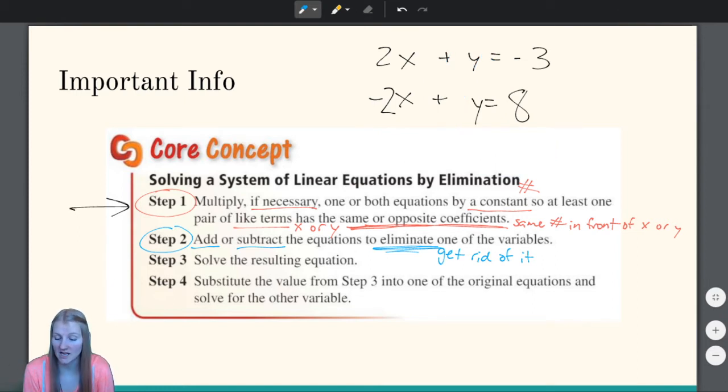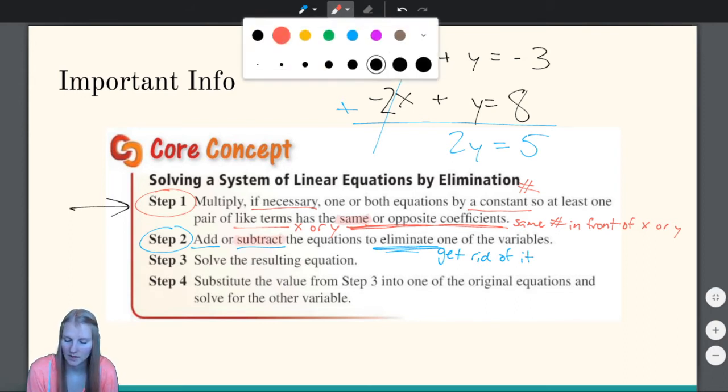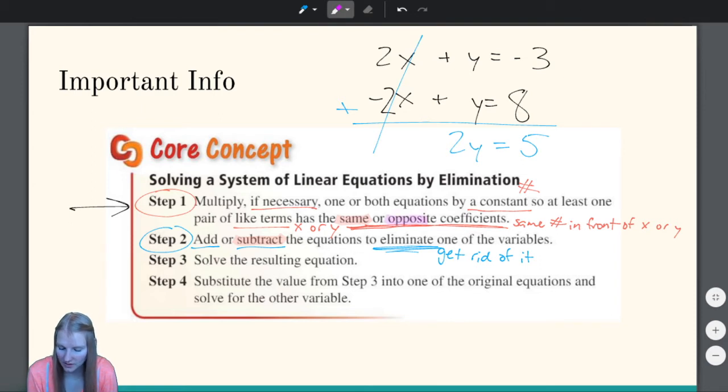Because in the end, I get an equation with just y or an equation with just x, depending upon if I add or subtract. And whether you add or subtract depends on whether they have the same or opposite coefficients. And let me highlight that actually. If we have the same coefficients, we will want to subtract. If we have opposite coefficients, then you'll want to add. And we'll talk more about that as we see some examples.